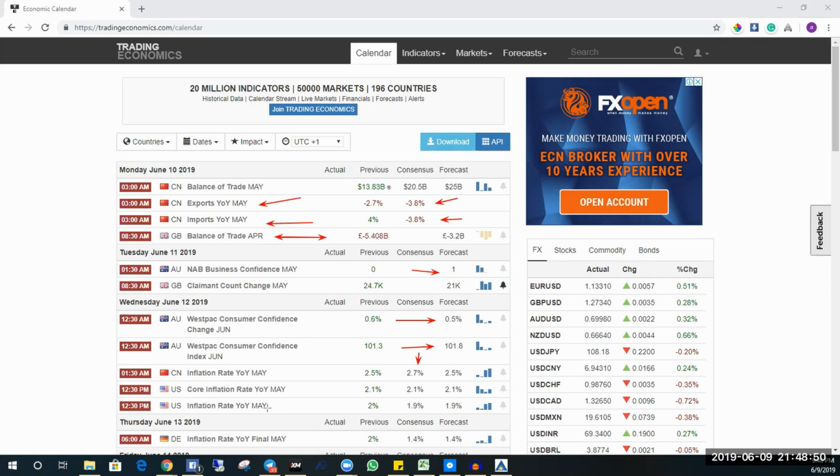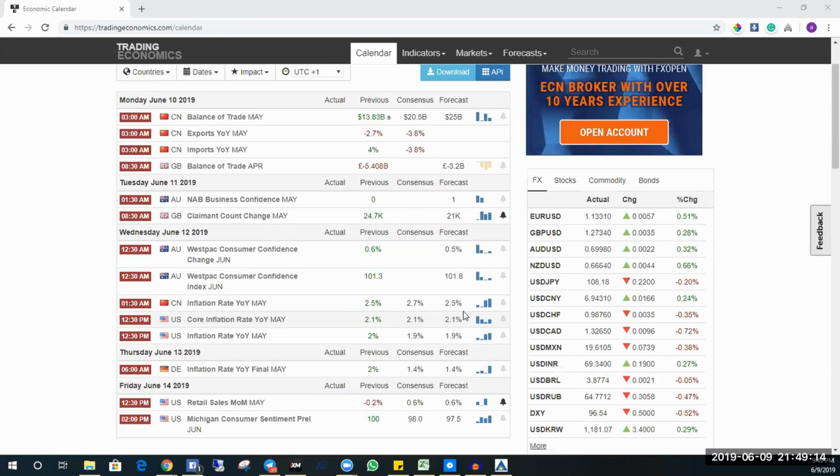Core inflation rate for US will also be up on Wednesday, June 12th. Core inflation figure year on year is also expected to remain flat. Inflation rate year on year for May is expected to drop, from 2% to 1.9. All right, let's move ahead.